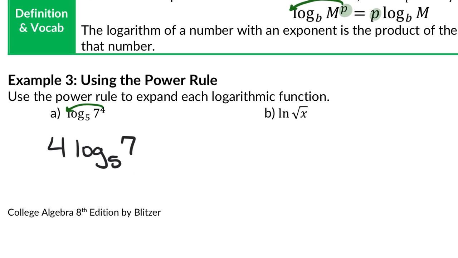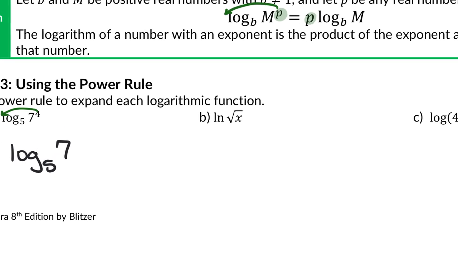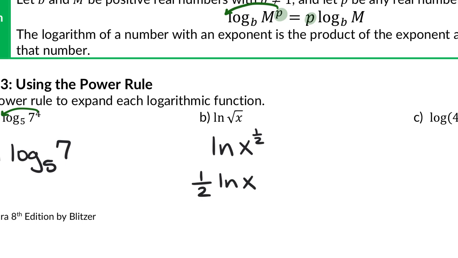The only way this rule could get really any harder is if it looks like this. This says natural log of square root of x. What's the power when you have square root of x? To the 1/2. So if I rewrote this, this is actually natural logarithm of x to the 1/2. And now that I see the exponent, I'm going to drag it to the front and plop it in front as a scalar. This is going to be 1/2 times the natural logarithm of x. So we want to see what those exponents are to be able to expand it correctly.